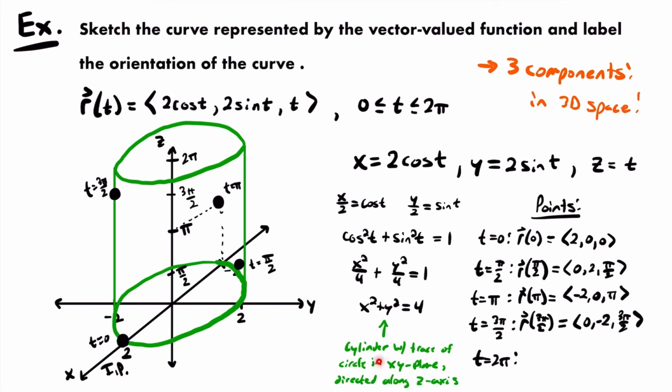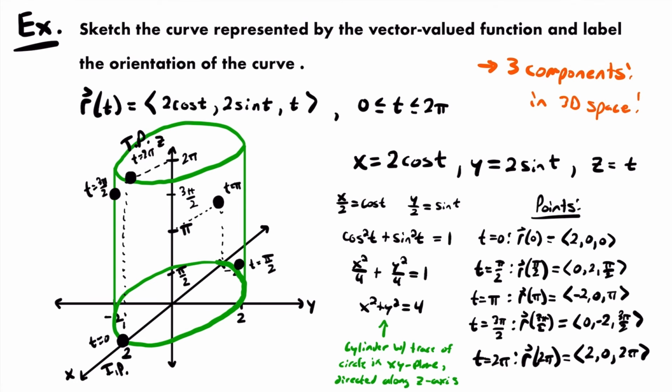And then finally, let's do t equals 2 pi. Cosine of 2 pi is 1, so we have 2 times 1, which is 2. Sine of 2 pi is 0, so that component is 0, and then t will be 2 pi. So let's write that in here. r of 2 pi is equal to 2, 0, 2 pi. Okay, so the terminal point for that vector will be at an x-coordinate of 2 and a z-coordinate of 2 pi. So that will take us right here. So that is t equals 2 pi, which is also the terminal point, or TP.